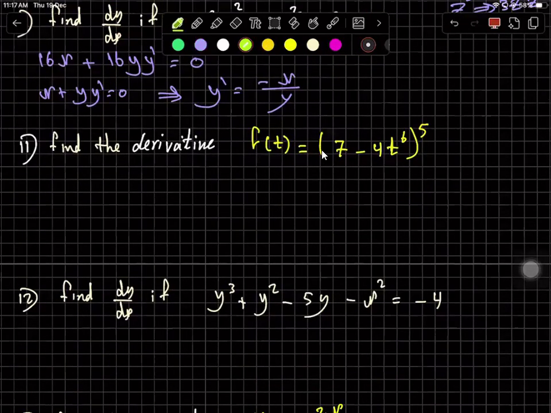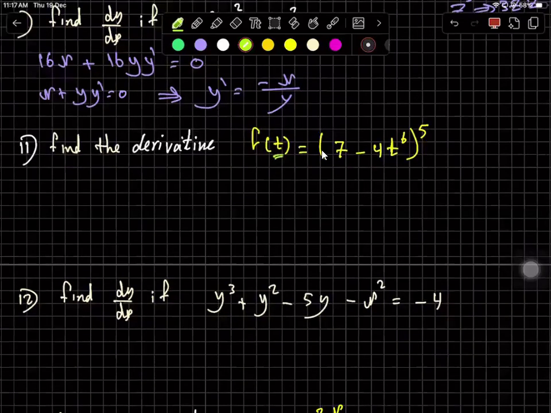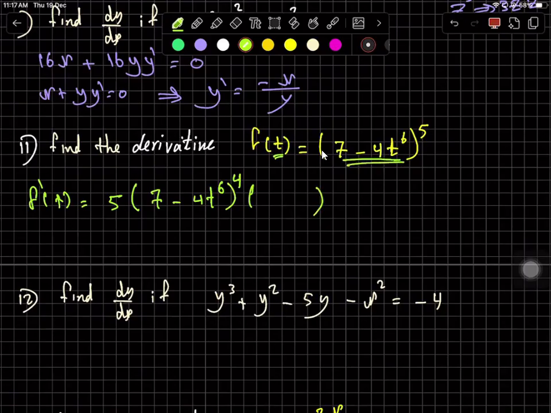Okay, about this one, this with respect to t. I will take the derivative in t. So here, 5 times (7 minus 4t to the power 6) to the power 4, multiplied by the derivative of what is inside the bracket, which is negative 24t to the power 5. So it will be what? It will be negative 120 t to the power 5 times (7 minus 4t to the power 6) to the power 4.